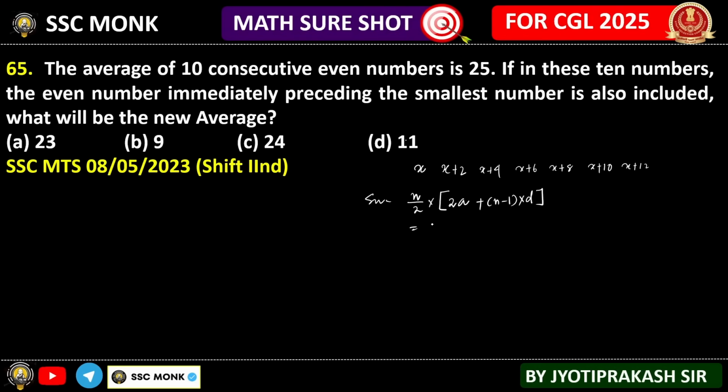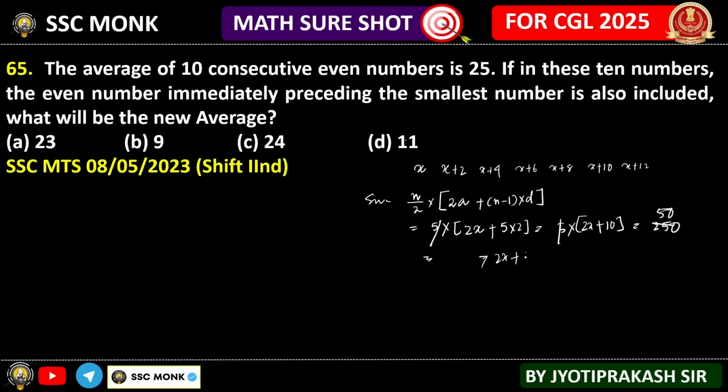Sir, n here is 10. So 10 by 2 is equal to 5, multiplied by 2 into a, that is 2x, plus 10 minus 1, that is 10 numbers, so 5, difference is 2. So I can write 5 into 2x plus 10 is equal to what? 25. This is the average. So total 250. Sir, 5 fifties are 250.